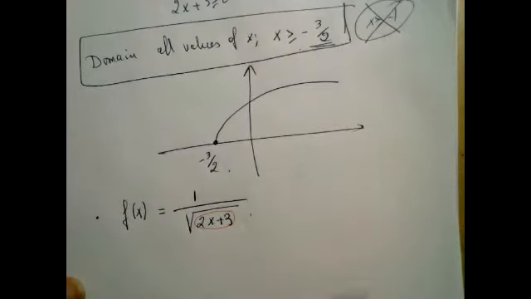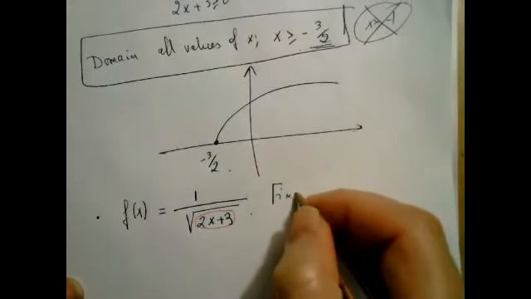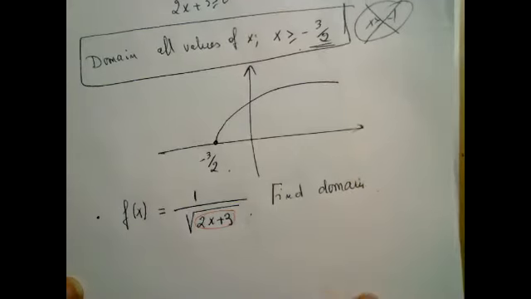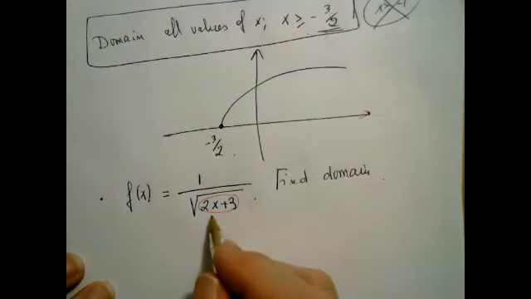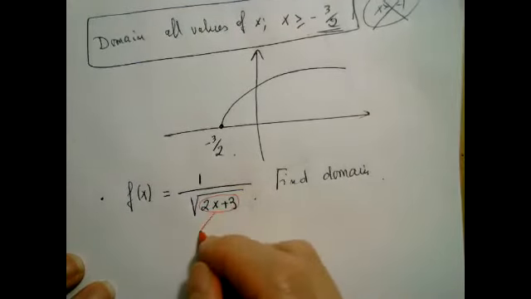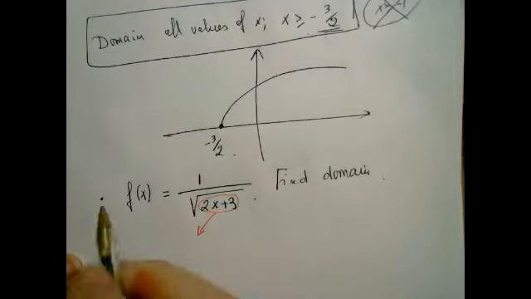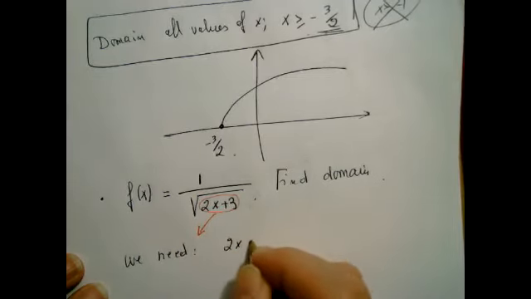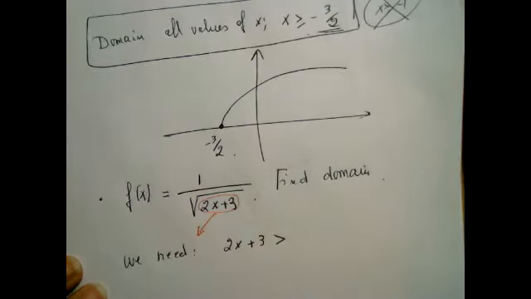And what else do we need? What else do we need? So we need this to be positive. So we need to find all x's such that everything under the square root has to be positive.